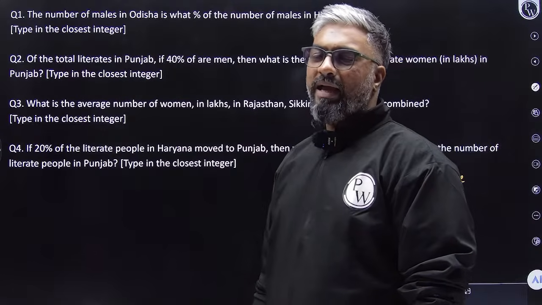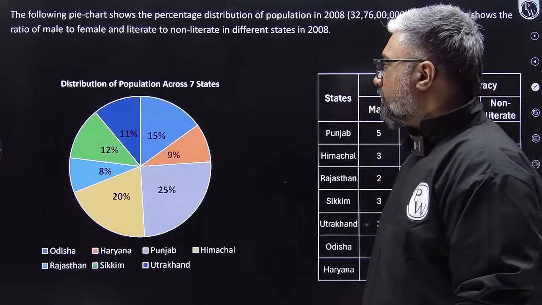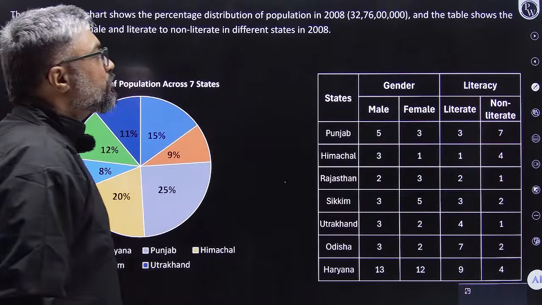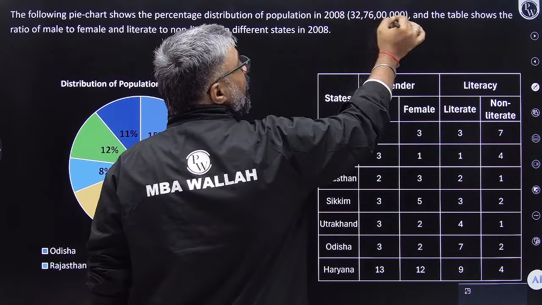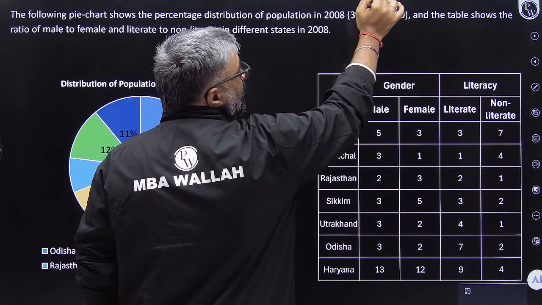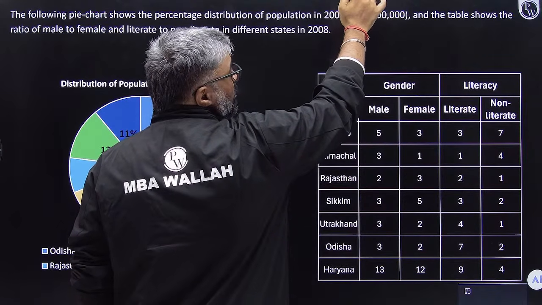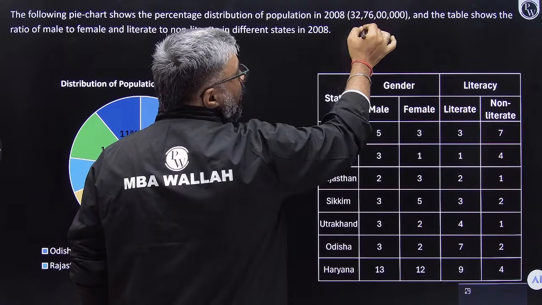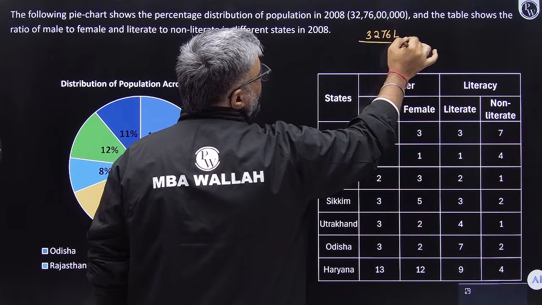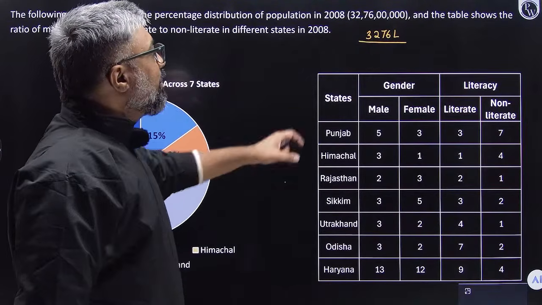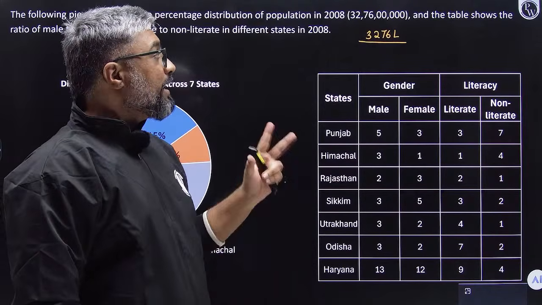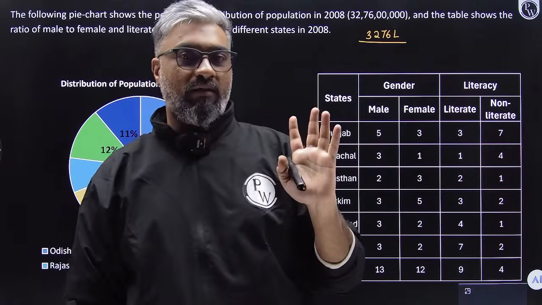If we were to make a table, I'll tell you the problems with making a table. One, the following pie chart shows the percentage distribution of population in 2008, which is a very complicated number. It's not an easy number. It's what? Ones, tens, 100,000, 10,000, lakh, 10 lakh, crore, 10 crores. So this is 32 crores, 76 lakhs, or in simple words, 3,276 lakhs. Am I right? Yes. So finding out population itself will be a tough task for us.